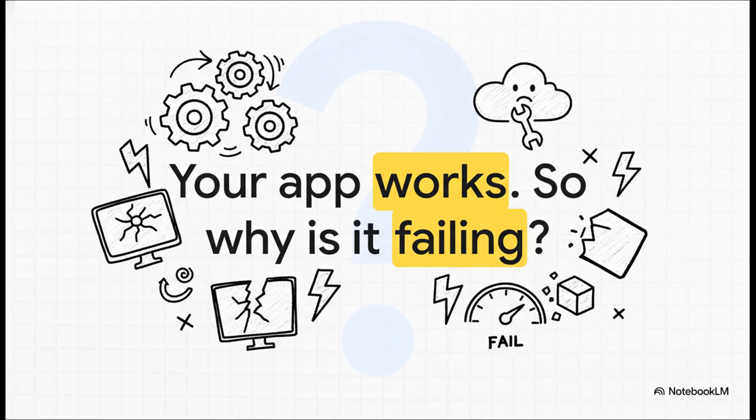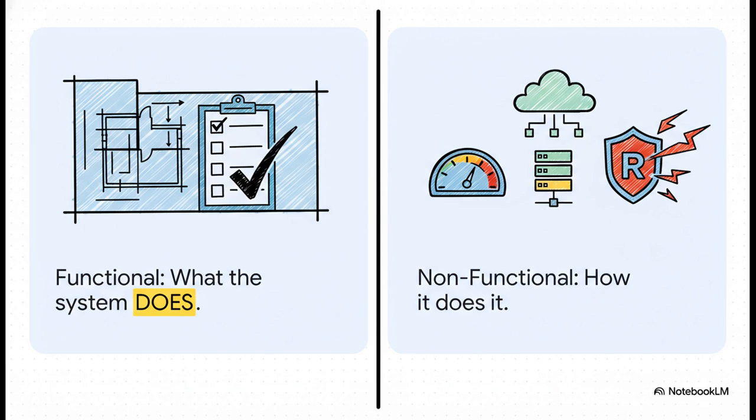Okay, so picture this. You've built the feature. It runs, there are no errors. Everything on the surface seems to check out, so the system's good, right? But here's the question. If your app works, why is it still failing out there in the real world? Well, the answer is all about two different kinds of requirements.